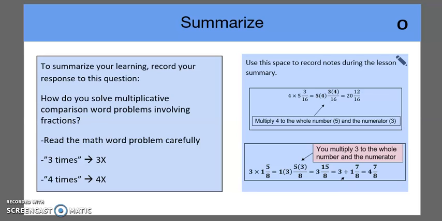Now we're going to summarize this information. How do you solve multiplicative comparison word problems involving fractions? The first thing we need to do is read the math word problem carefully. There's certain key information there that will help us determine what operation we need to do. For example, when we see 3 times, that means we're going to multiply 3 times. If we see 4 times, we're going to multiply 4 times whatever value we're working with. Here are some examples that correspond to those examples.